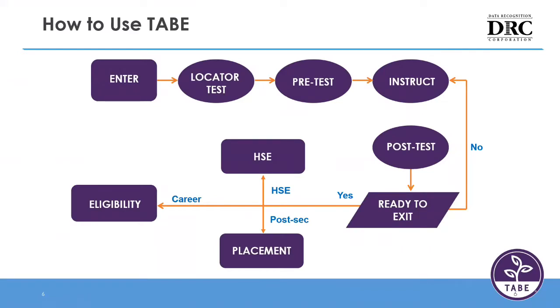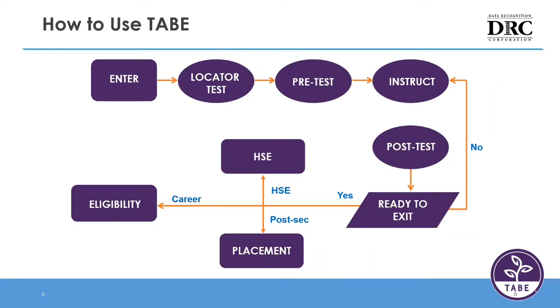From a beginning standpoint and a pathway standpoint, a typical, and I won't say always the case, but a typical adult ed student would come into a program on the top left corner. They would then take a locator test to be placed into a TABE pretest. That pretest might be 11 or 12, depending on what that program decides to use. And then that student gets entered into an instructional program. After a period of time in that instructional program, that student would take a post-test, sometimes called a progress test, to see if they've made a measurable skills gain for NRS reporting.